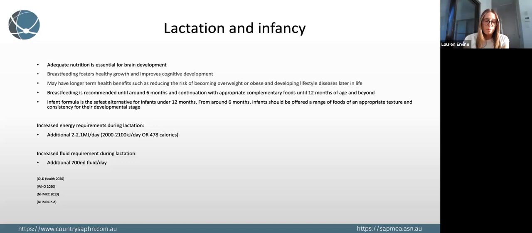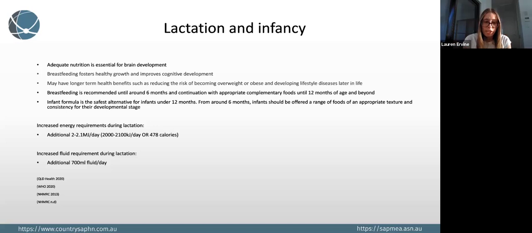Infant formula would be the best alternative if mum is not able to breastfeed. And then from 6 months, the baby should start to be offered a different range of food. A paediatric trained dietitian would take them through all of the different textures, types, and milestones, which is quite a complex area.